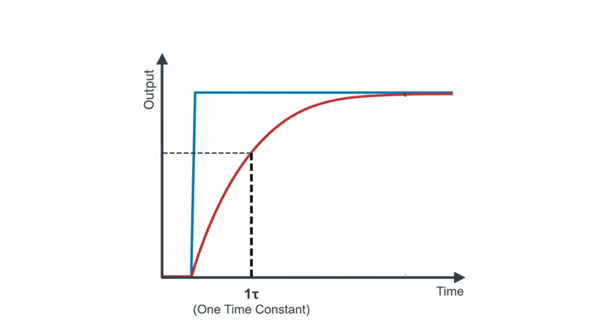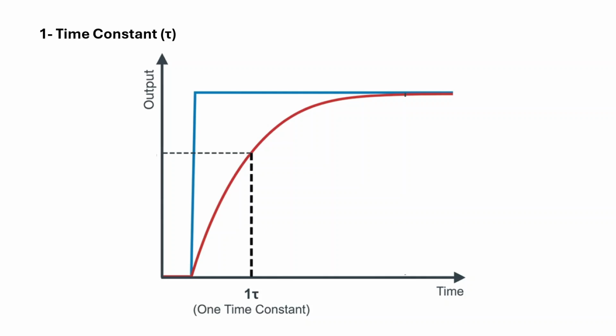On your slide right now, you will see a graph. A curve that starts low, climbs, and then flattens out. That curve is an instrument's response to a sudden change. And we use three specific terms to describe different parts of that curve.